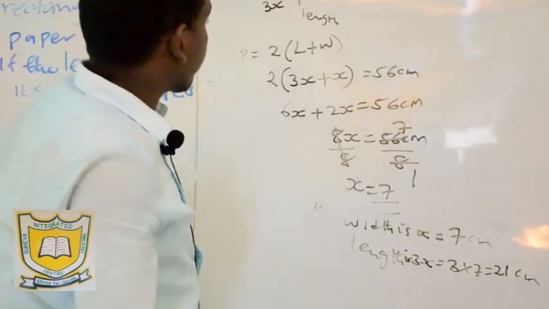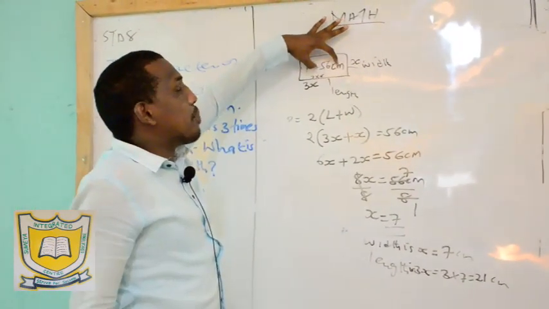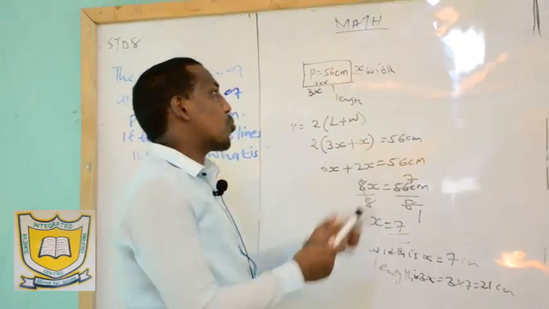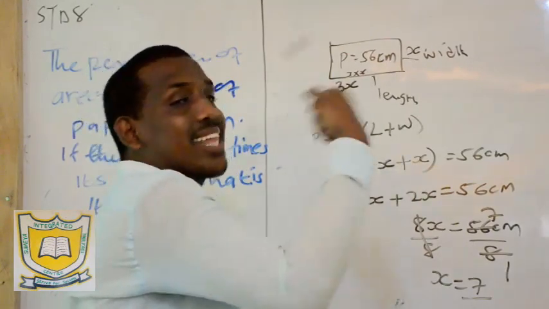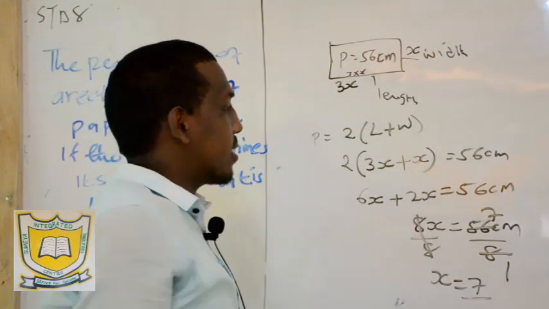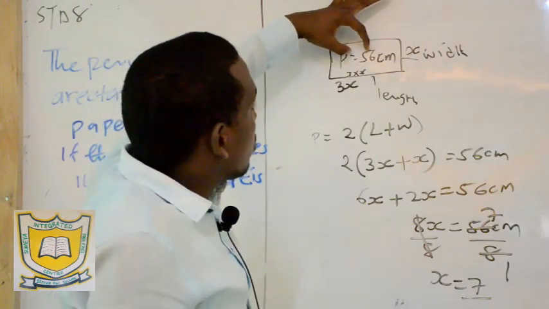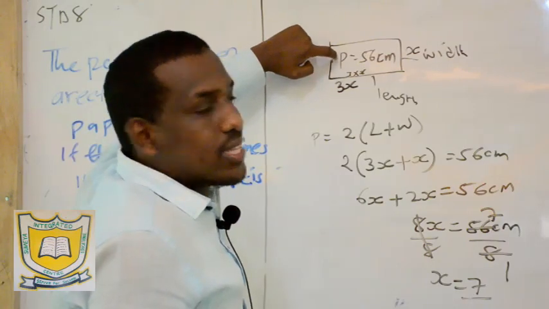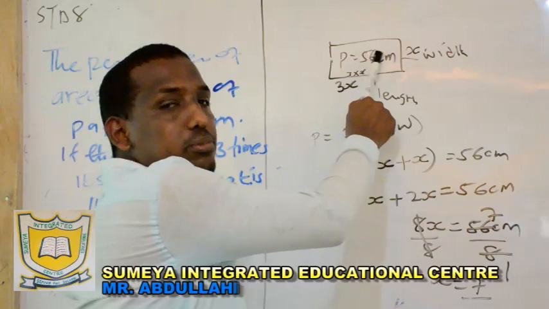I am repeating. You are told the perimeter of the rectangular paper is this. The length is 3 times the width. We don't know the width. Let the width be x. The length is 3 times x, which is 3x. Now they want us to get the width, and we are given the perimeter. So we use the formula for getting perimeter.